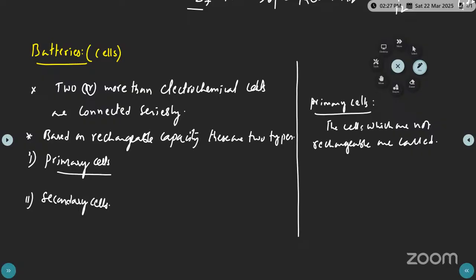And what are the examples? Not rechargeable. And some more points are there about primary cells. So these are single use cells. These cells work until the battery is completely used up. After completion of the battery, we have to discard it. So these are single use cells, which are disposable cells.